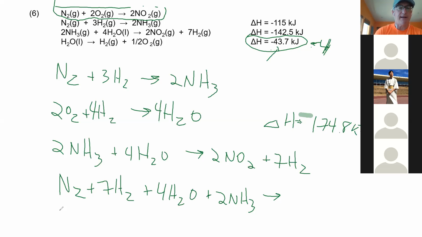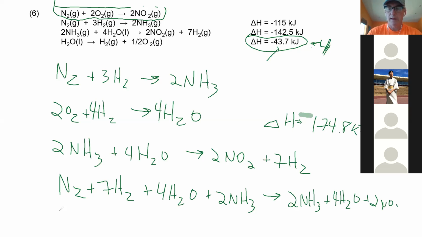And then what's on the product side? I've got 2 ammonias. I've got 4 waters. And I've got 2 NO2. And I've got 7 hydrogens. So I've got 7 hydrogens on both sides, I can get rid of that. I got 4 waters on both sides, I can get rid of that. I got 2 ammonias on both sides, I can get rid of that.